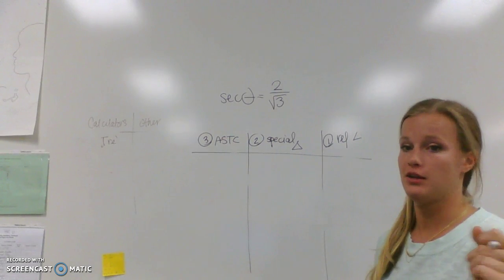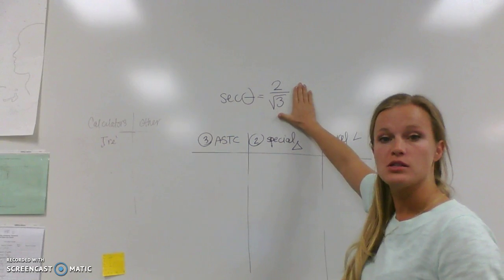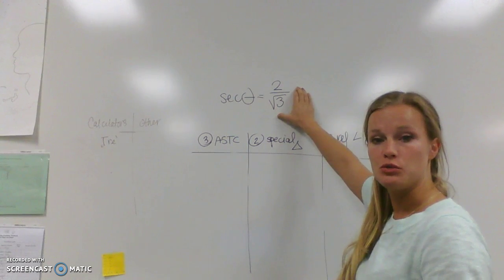Installment of our trig problems. Next one, we're looking for all of the angles which have this property where secant theta is equal to 2 over radical 3.